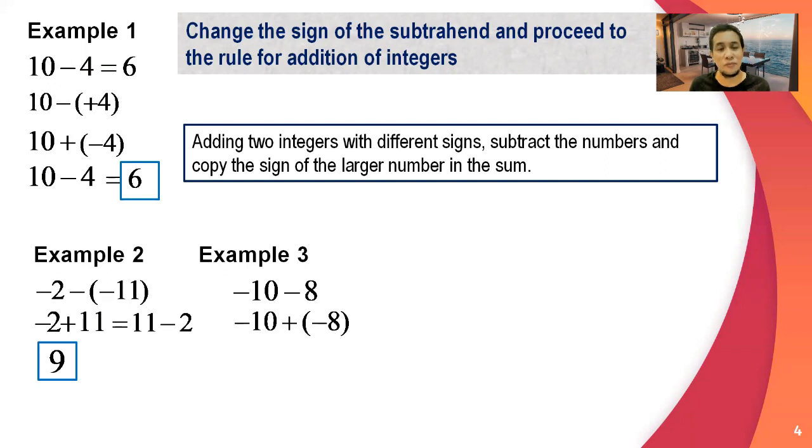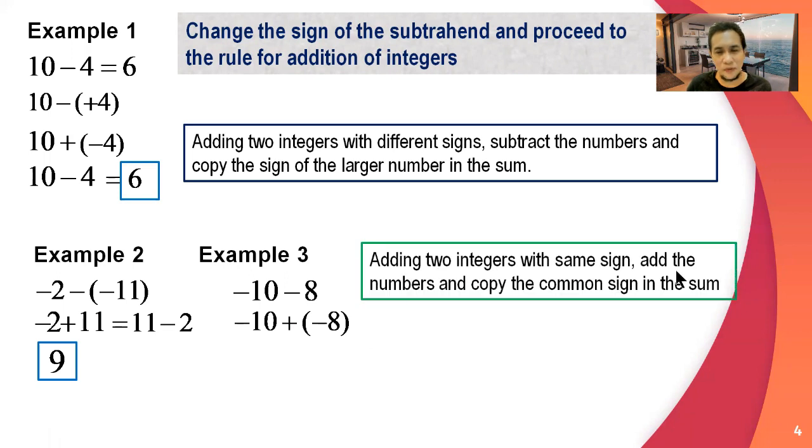So all you have to do is subtract 10 minus 8, that's 2, and copy the sign of the larger number. Now, in this case, we have the same sign, so we will apply this rule: add the numbers and copy the common sign. This is the rule for adding two integers with the same sign: add the numbers and copy the common sign in the sum. So the final answer is negative 18.